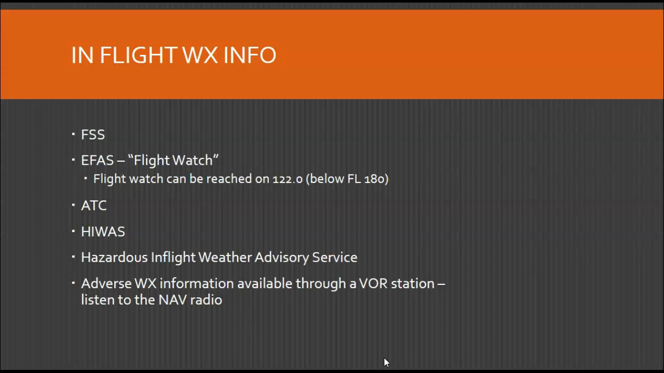Some air traffic control facilities have radar which can tell you the intensity of precipitation ahead on your route. You can listen to HIWAS, which is Hazardous In-Flight Weather Advisory Service. That's a continuous broadcast on specific VOR frequencies. HIWAS can be obtained by looking for VORs with a little H in a circle in the upper right-hand corner of the information box on the sectional.